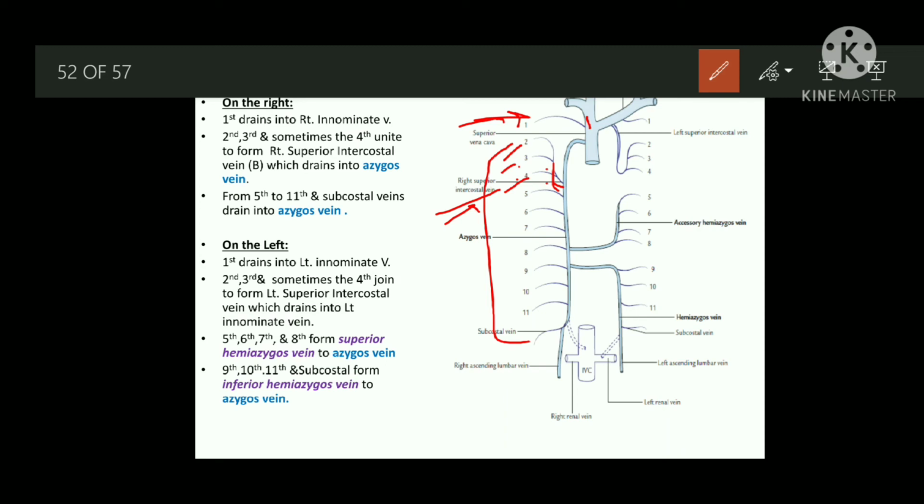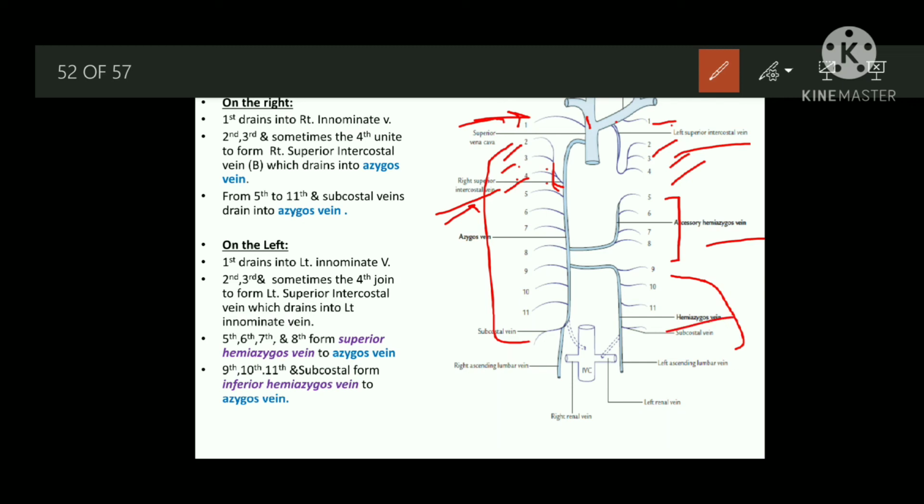On the left side, first directly drains into the left brachiocephalic, second, third, and fourth again join to form the left superior intercostal vein and drain into the left brachiocephalic vein. Fifth to 8th drain into the accessory hemiazygos, and 9th to 12th posterior intercostal veins drain into the hemiazygos vein.